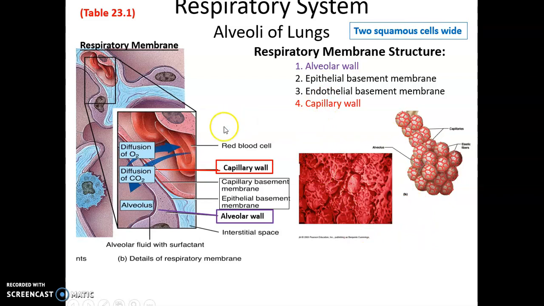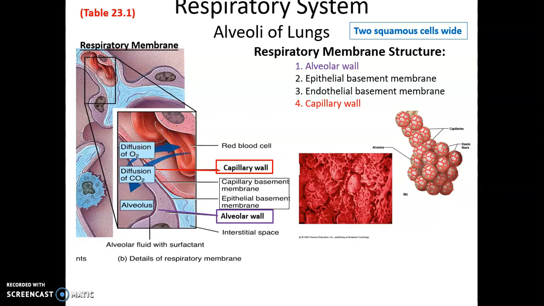The respiratory membrane is made up of the alveolar wall plus its basement membrane plus the basement membrane of the capillary plus the capillary wall. So the respiratory membrane is basically composed of two squamous cells, two flat cells that are very thin. And it's this very thin structure that allows the gases to diffuse across the respiratory membrane.